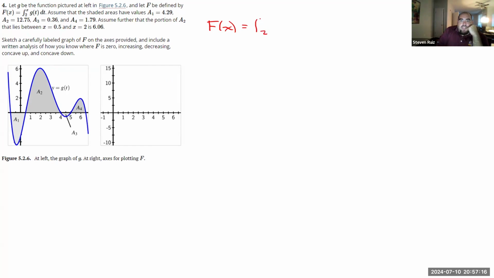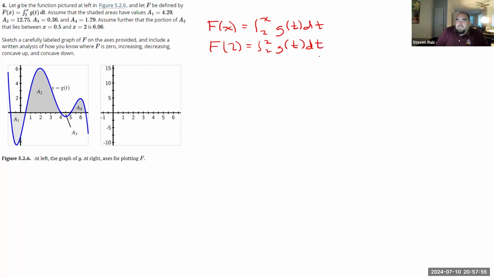So this function integrates from 2 to some value x. So x is the only variable here. If I'm saying x is the only variable, then what is t doing? Let's actually talk about what happens if x is equal to 2. So f of 2 is equal to the integral from 2 to 2 of g of t dt.